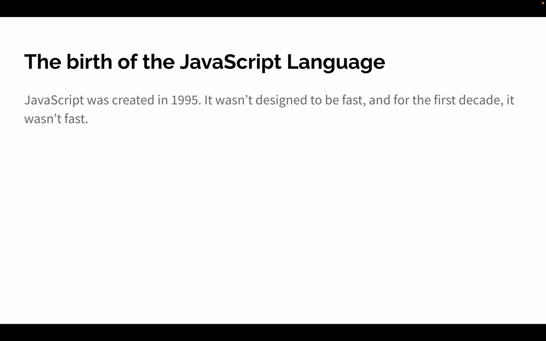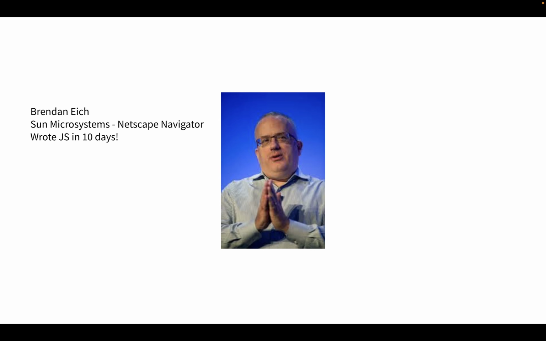Actually, the birth of the JavaScript language time. So JavaScript was created in 1995, and it wasn't designed to be fast. It wasn't supposed to be fast at that time, right? And for the first decade, it was slow. The language was created by Brendan Eich.